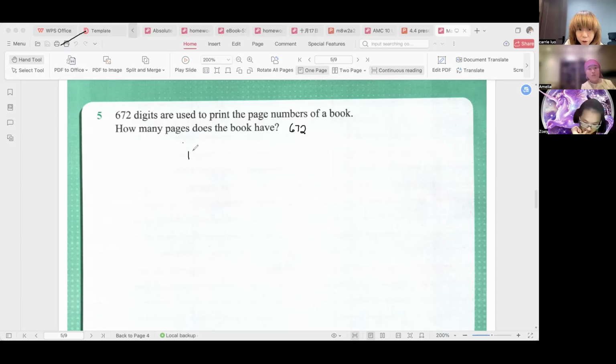Amelia. So we know from 1 to 9, we use 9 digits. And 10 to 99, we have 180 digits. Okay, so how many digits are left? Is it 672 minus 189, right? Yeah, can you tell me what is the answer for minus?